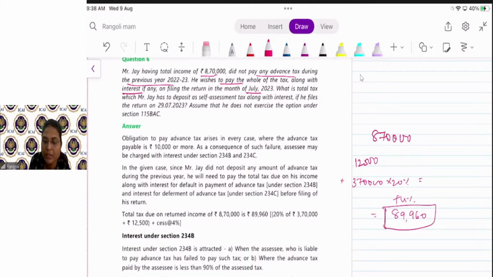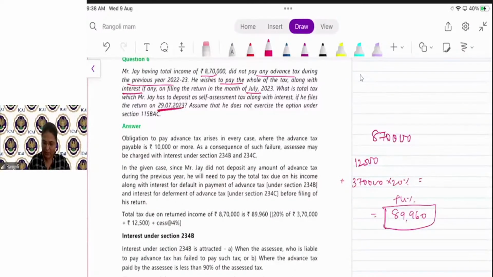Now he has not furnished. See, here the tax liability is more than 10,000. No TDS is deducted, right? So he needs to pay advance tax. There is a default in payment of advance tax. So section 234B and C, interest is leviable. Now as per section 234B, up to 31st March, you need to pay 90% of your tax liability. In this case, he has not paid any tax liability till 31st March. He paid all the tax liability on 29/7/23, right?